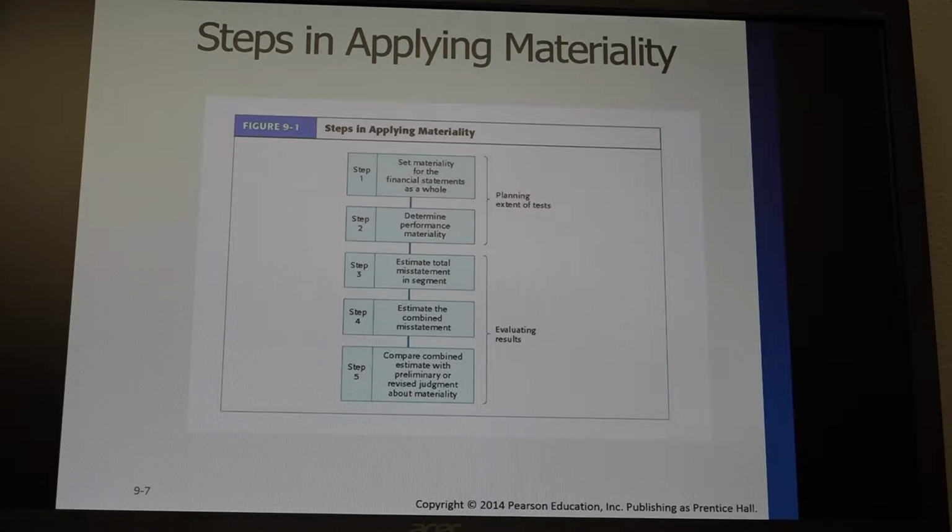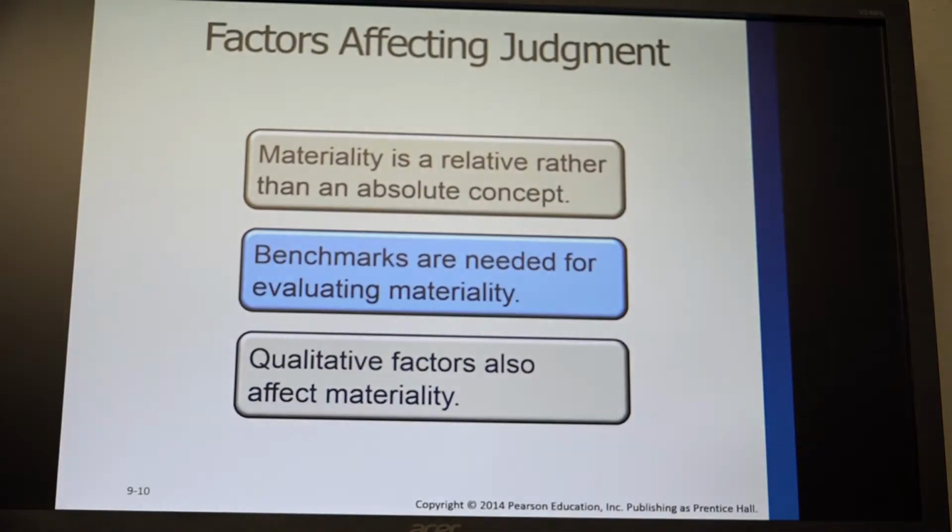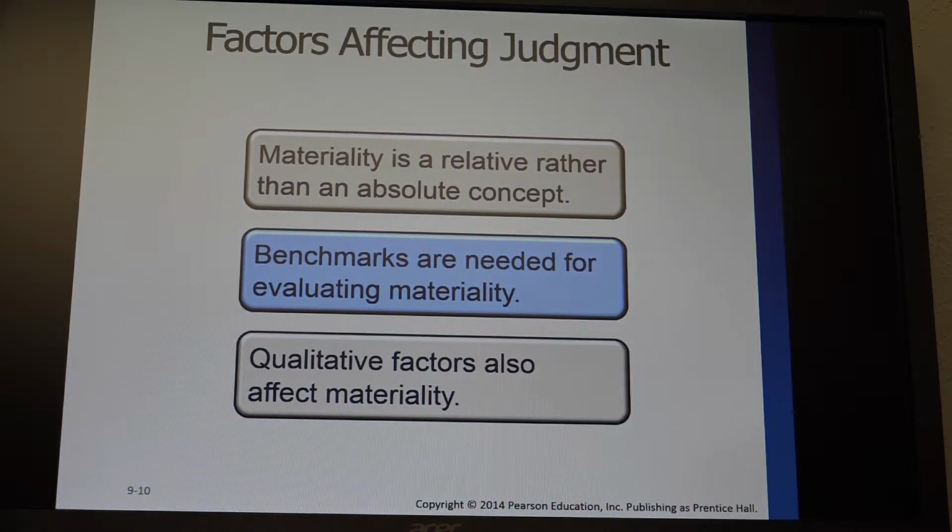They talk about benchmarks being needed for evaluating materiality, and a lot of auditors or auditing firms set their own benchmarks, for example that certain types of balance sheet accounts cannot be below a certain percentage, and that sort of thing.